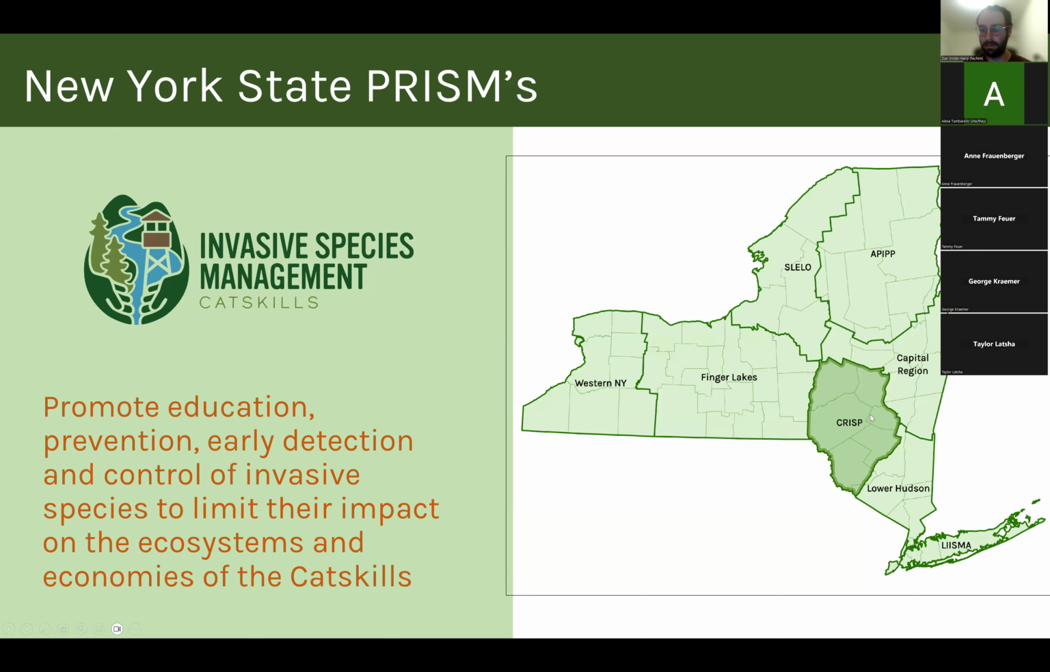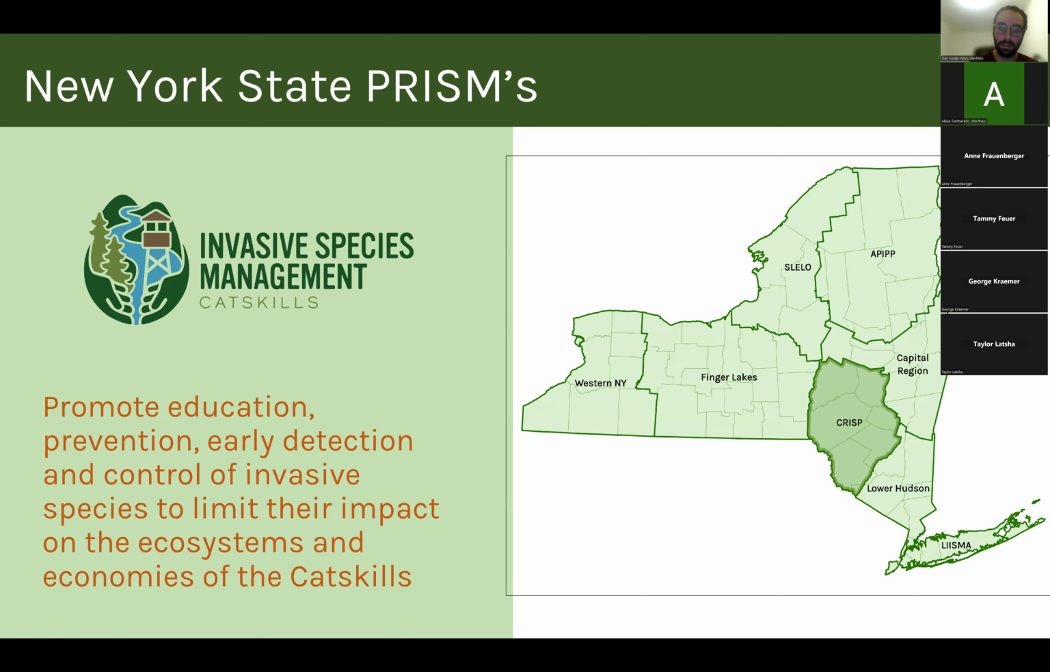They're largely split between different invasive species concerns, although sometimes the borders are defined by other features, like Route 209 represents a lot of the southeastern border between CRISP and the Lower Hudson. And so at CRISP, our mission is to promote education, prevention, early detection, and control of invasive species to limit their impacts on the ecosystems and economies of the Catskills.